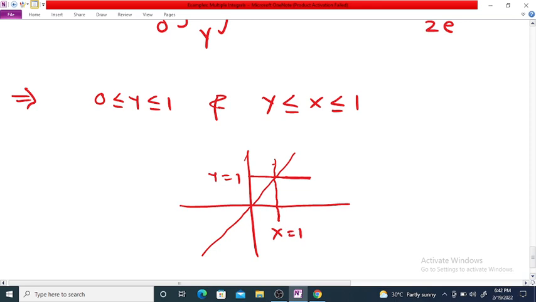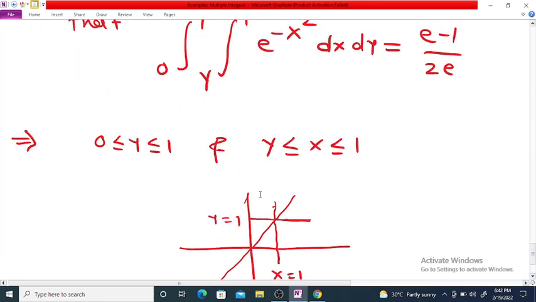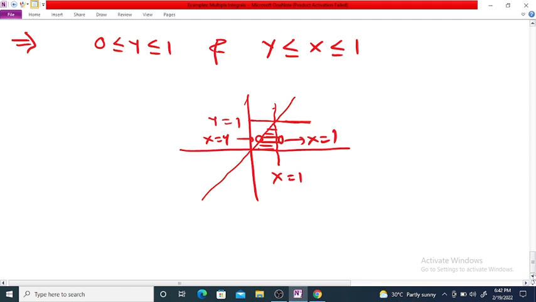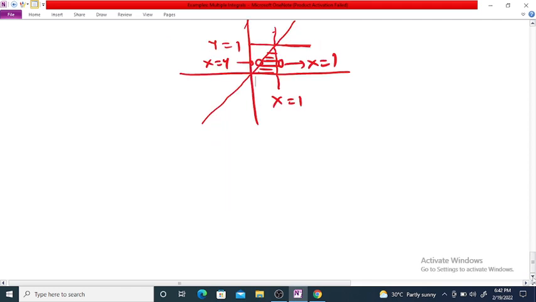So now the given strip is what? It enters at line y and leaves at 1. So this is the given strip. Horizontal strips: it enters at x equal to y and leaves at x equal to 1, and such a strip we are going to put from 0 to 1. So now once we identify our region, we are going to change. So this is our region, say here 1, here is also 1.